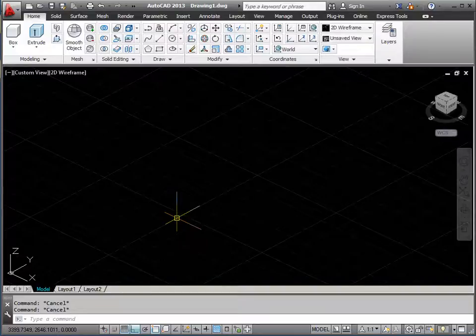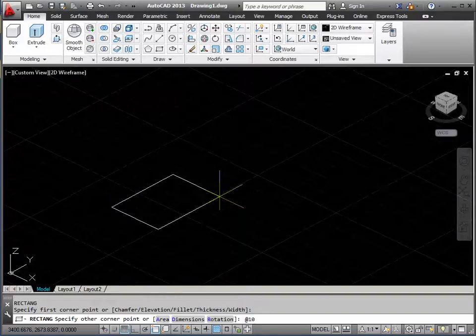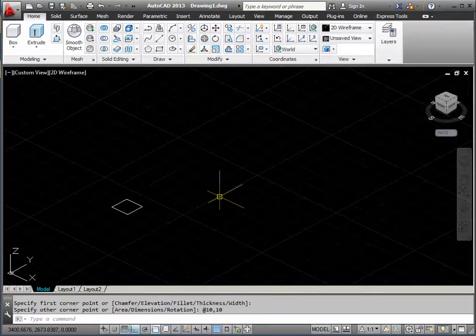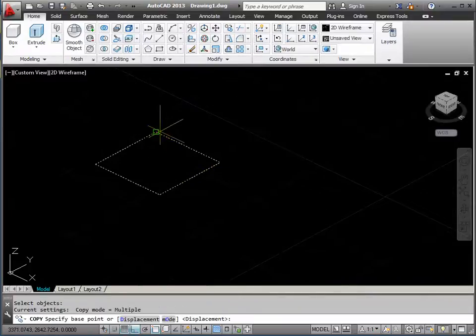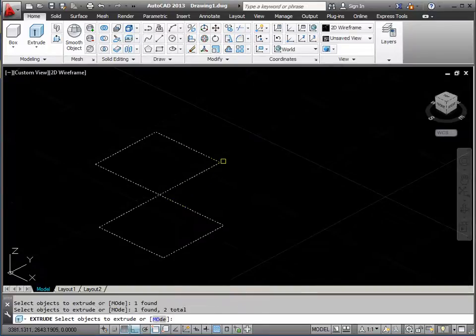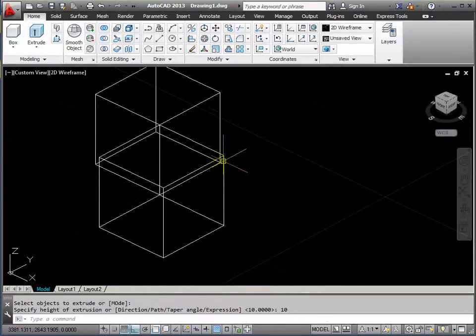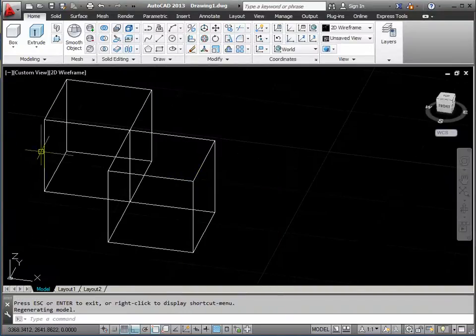So I'm going to start off with two squares, just 10 by 10. The units don't matter because it's just about angles here. Then I copy that from corner to corner, and extrude both of these by 10. This is intentional so that I get 45 degree roof pitches on these.